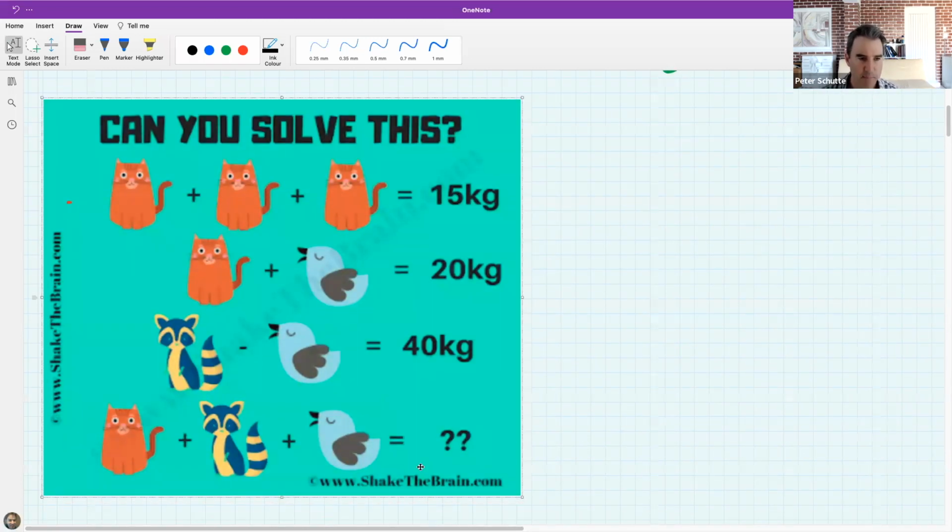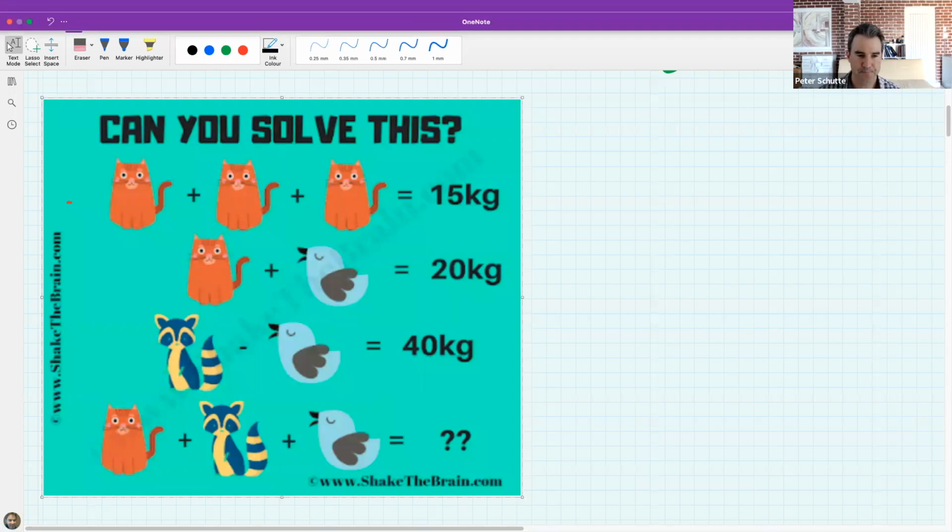Okay, here's the little puzzle problem before we go back to class. Can you solve this? How much is a cat plus a raccoon plus a bird? And you can put your answers in the chat. I look forward to the replies. Using your mathematical logic, can you answer this problem?